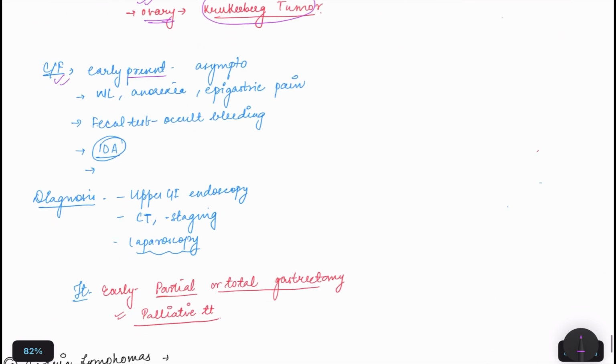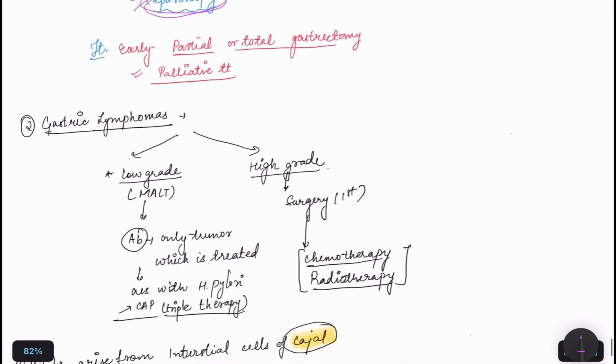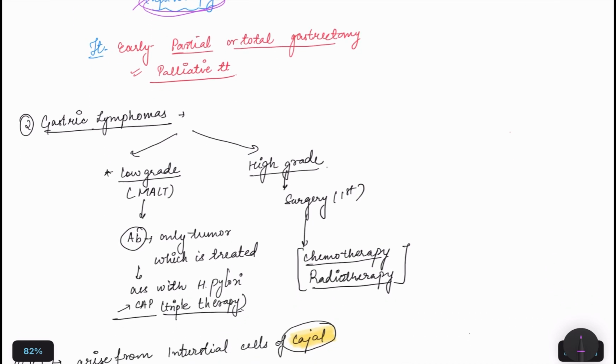Clinical features include early presentation, which is asymptomatic, and late presentation with weight loss, anorexia, and epigastric pain, and occult bleeding will be present in fecal testing. Iron deficiency anemia will be present. We can diagnose by upper GI endoscopy, and for staging, CT will be done. Laparoscopy can be done. Treatment includes early or partial total gastrectomy. Palliative treatment can also be given.